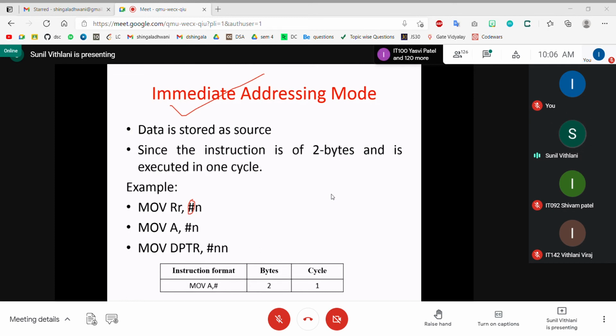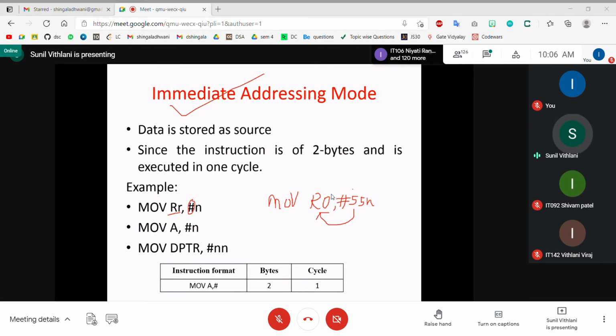So we will write an instruction like this: move. What is the indication of this R? R means register. So move R0, let's say 55. So this will copy 55 into our register R0.